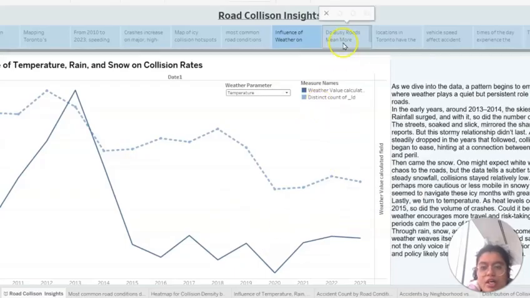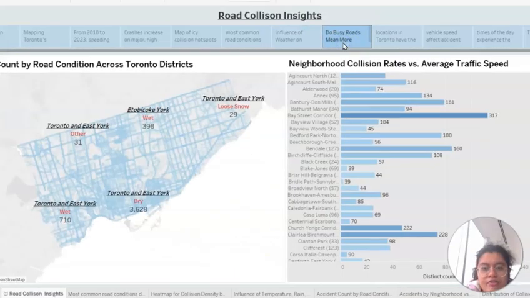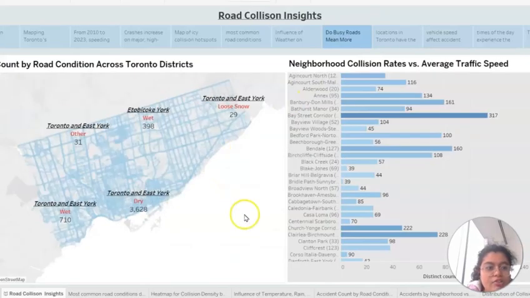Now we will go through the third data story, which is accident counts by road condition across Toronto. Here we have used the Toronto neighborhood spatial file, combined with our data set. This map shows Toronto and East York with the highest collisions on both wet and dry roads. Etobicoke York also shows a high number, highlighting that urban density plays a role in crashes in a city.